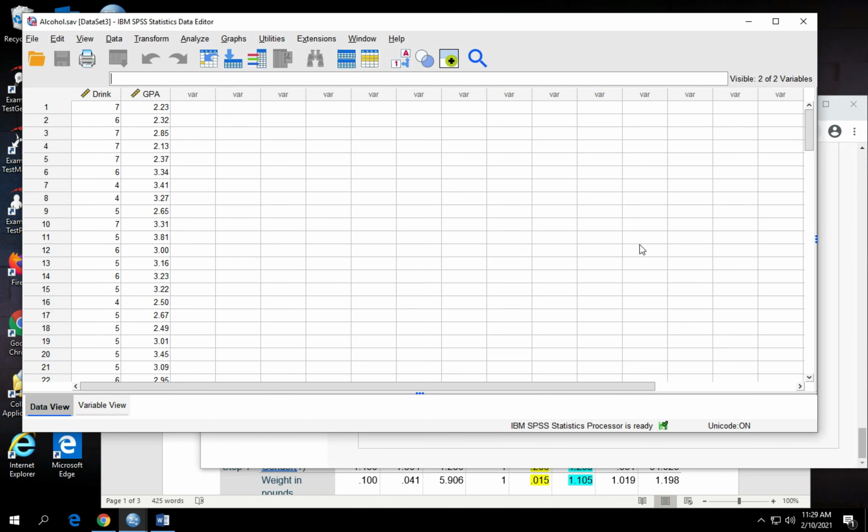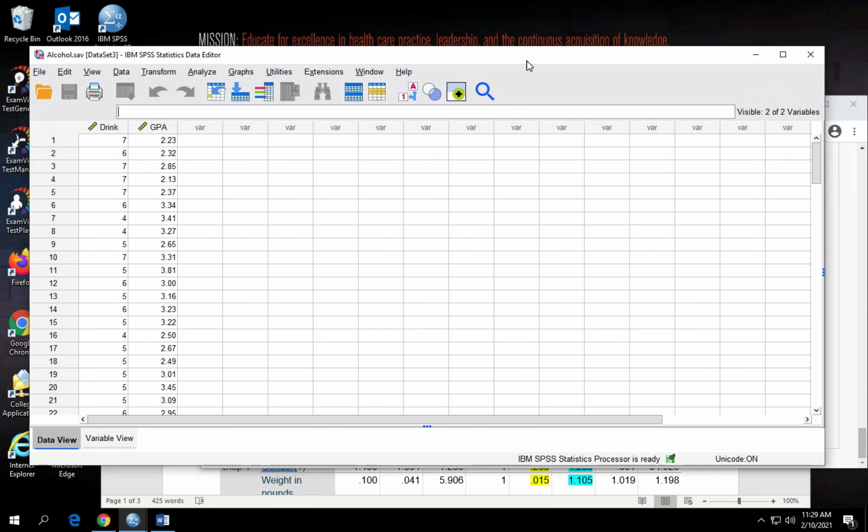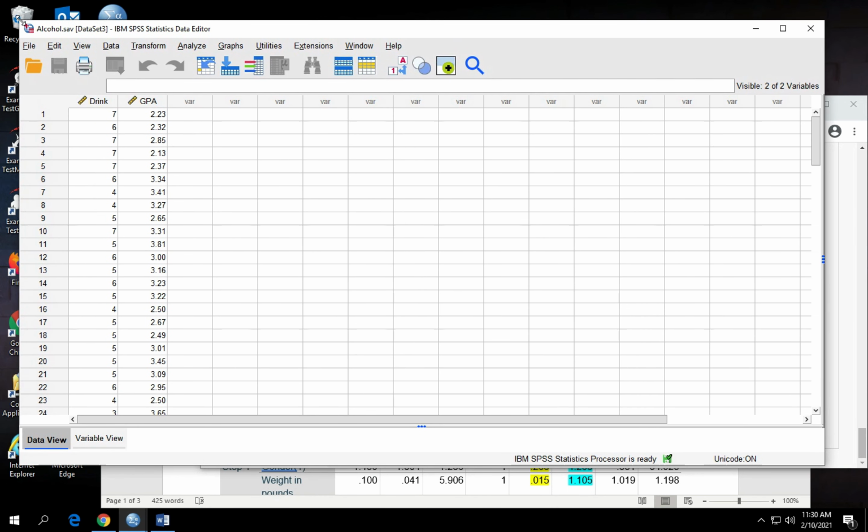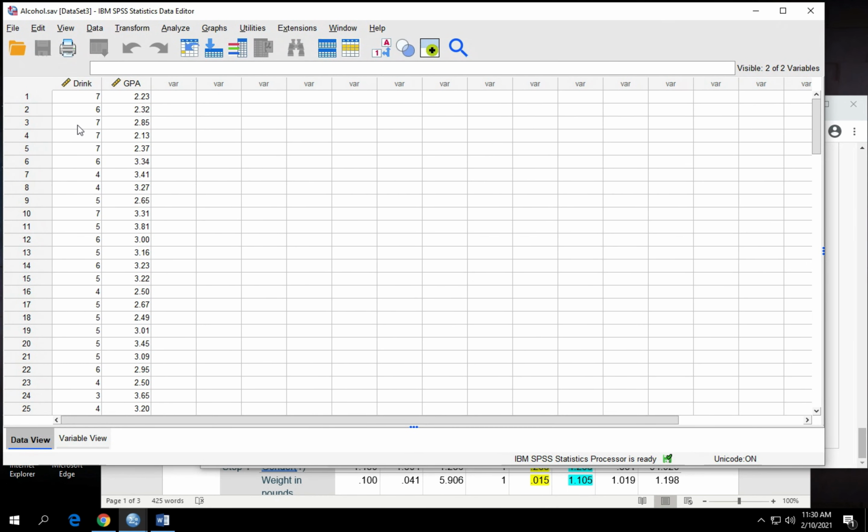In this video, we're going to go over regression in SPSS. So the first thing you need to do is figure out what type of regression you're going to use. In this one, we're going to look at our two variables: the number of drinks per week and the GPA. They're both numerical, so we can use simple linear regression because we have one independent and one dependent variable. If you had more than one independent variable, then you have to use multiple linear regression.